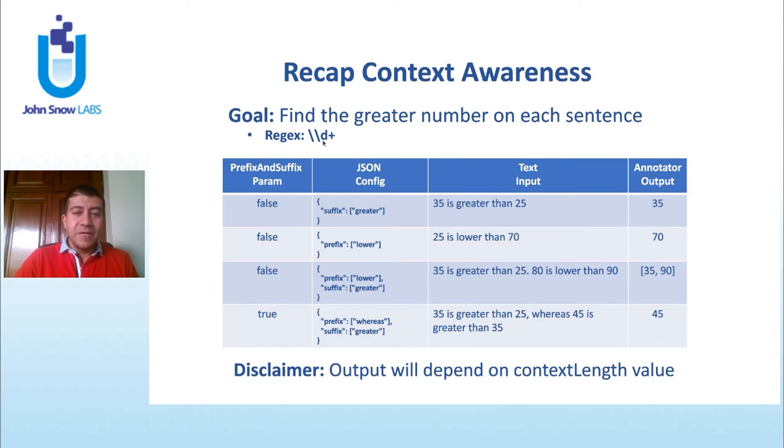As we can see, we have sentences in slightly different forms, where we will need to define rules in the JSON configuration file to extract the greater number that is described in natural language. So in the first example, to extract 55, which is the greater number, we will need to define greater as suffix. In the next one, we see a different form of the sentences that makes us use lower as prefix.